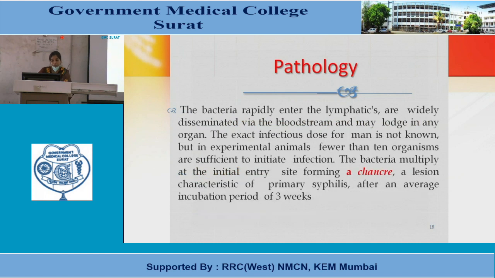Further, the bacteria rapidly enter the lymphatics, are widely disseminated via the bloodstream, and may lodge in any organ. The exact infectious dose for humans is not known, but in experimental animals, fewer than 10 organisms are sufficient to initiate the infection. The bacteria multiply at the initial entry site, producing the chancre, a lesion characteristic of primary syphilis, after an average incubation period of 3 weeks.